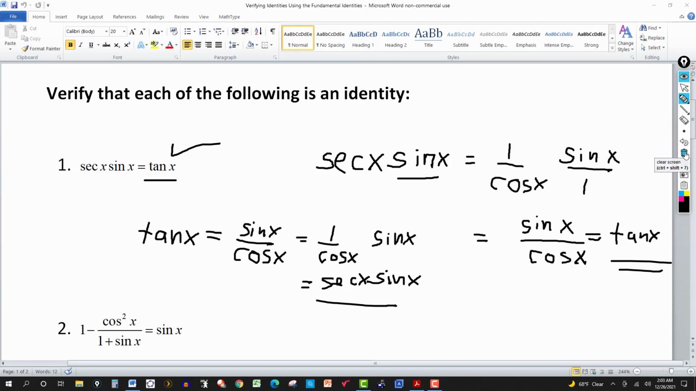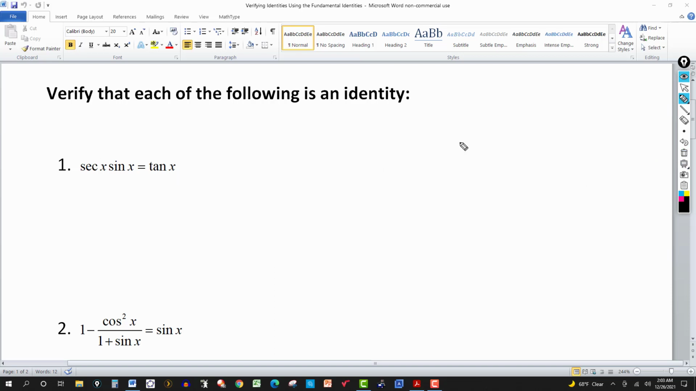So that one's done. Either way, you can start with either side, but again, you want to start with one side and show that it reduces to the other side. You can use some algebra. In this case, I use basically the fundamental identities for the most part in this set of problems. Let's clear this. Go to the next one.